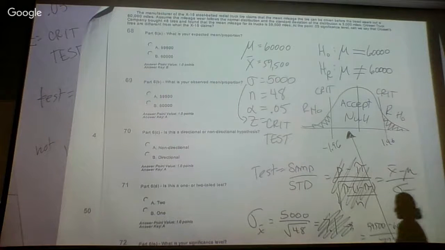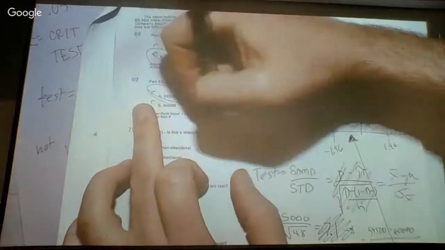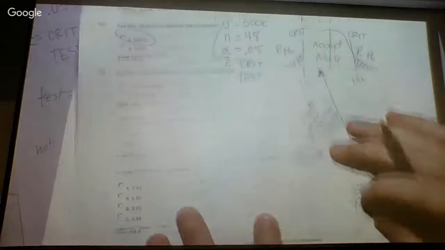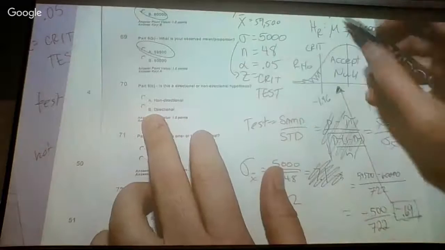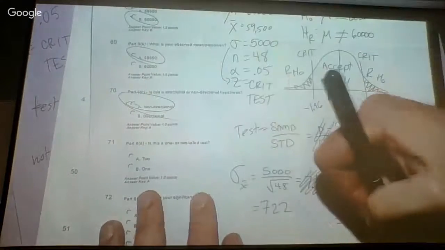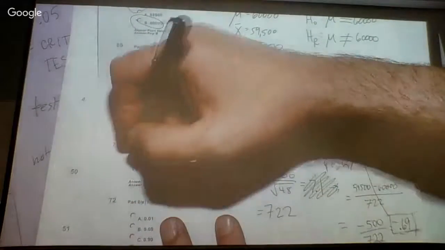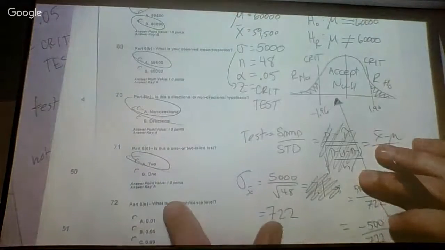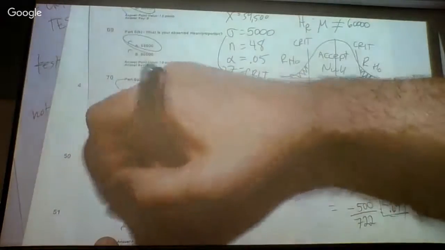Real quick, what is your expected mean? The expected mean is what they told me. What's the observed mean? Well, that's the one based on the sample. Is this directional or non-directional? Because it only said different from, that means non-directional. One or two-tailed tests? Non-directional tests are always two tails. Significance level is the value next to where it says significance level, 0.05.